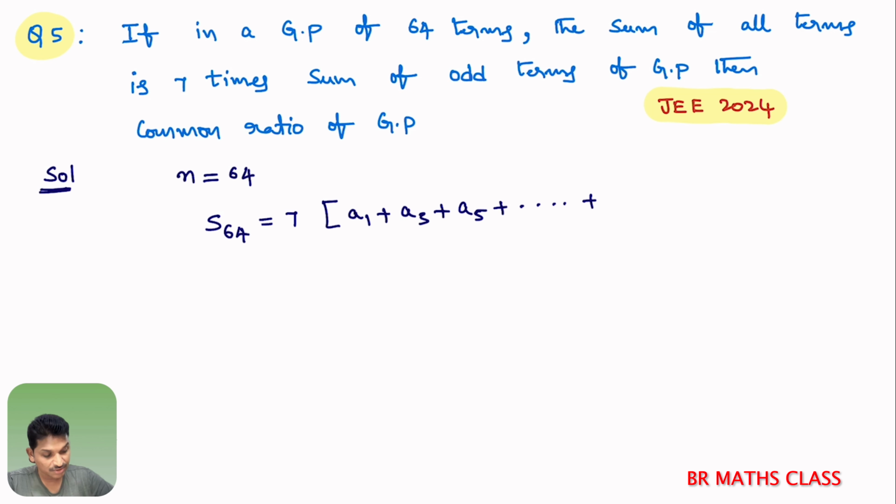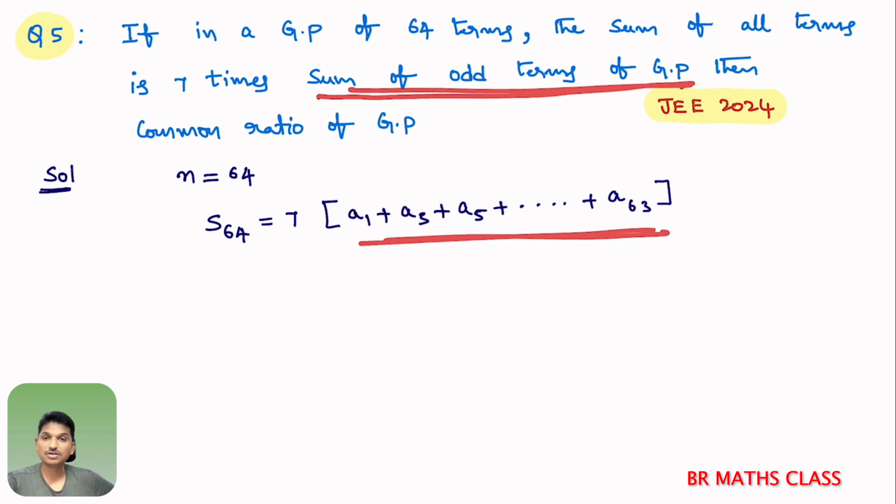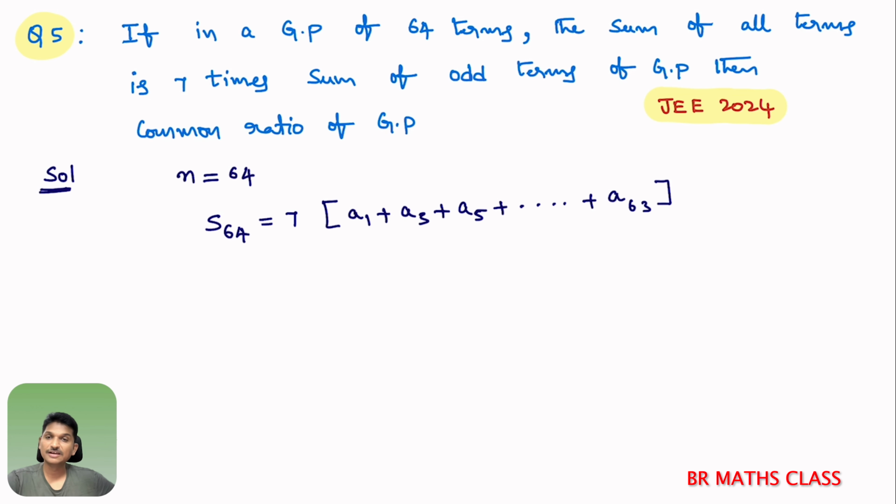What is the last term? This contains 64 terms, right? The last term is the 63rd term, because we are calculating the sum of odd terms of the geometric progression. This is the sum of odd terms. I hope these things are clear.